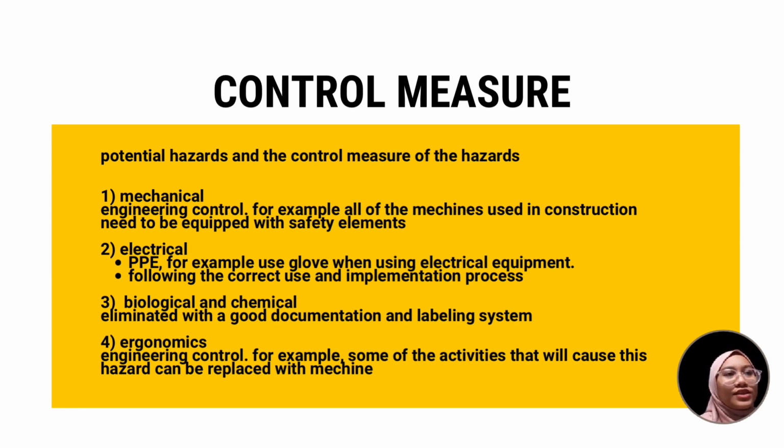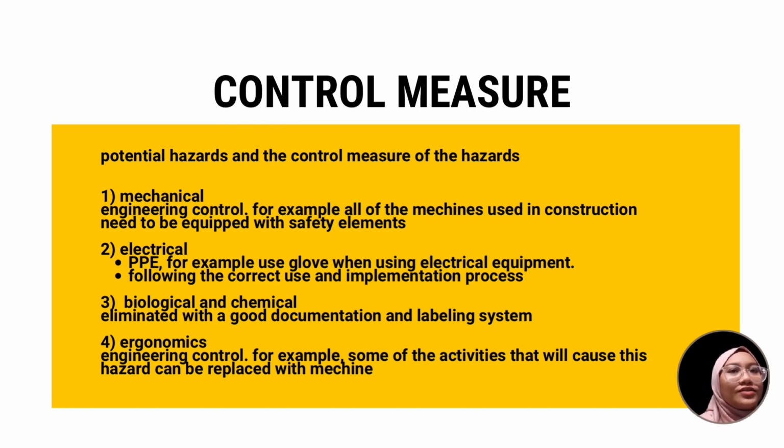So here I want to present the control measures of the hazards in our project. First of all is mechanical elements. The control measure for these mechanical elements is engineering control. For example, all of the machines used in the construction need to be equipped with safety elements. Second, electrical. The control measure we suggest for this is PPE. For example, use gloves when using electrical equipment. Then follow the correct use and implementation process of the electrical equipment.